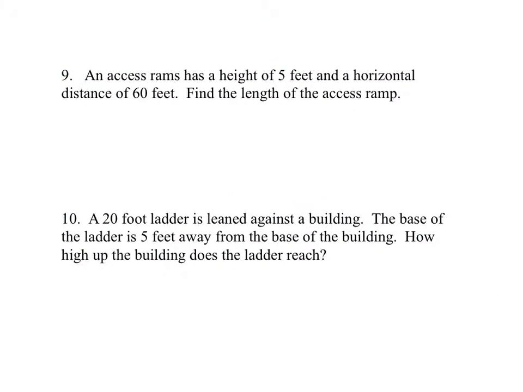2 more here. Still the word problems. So we haven't, that should be an access ramp. Has a height of 5 feet and a horizontal distance of 60 feet. Find the length of the access ramp. So we have a height of 5 feet. We have a bottom distance of 60 feet. We're looking for the actual distance of the slanted piece or the ramp.